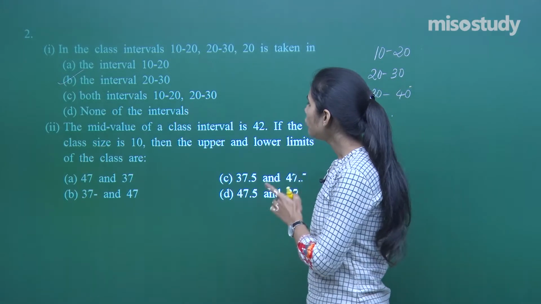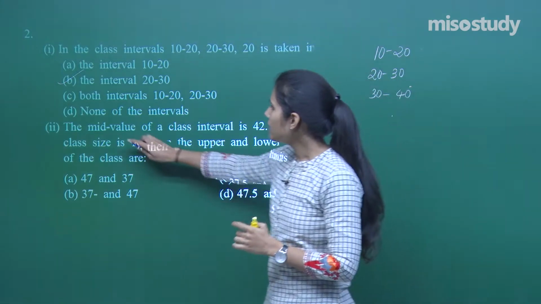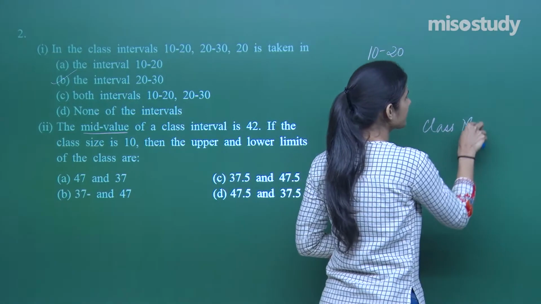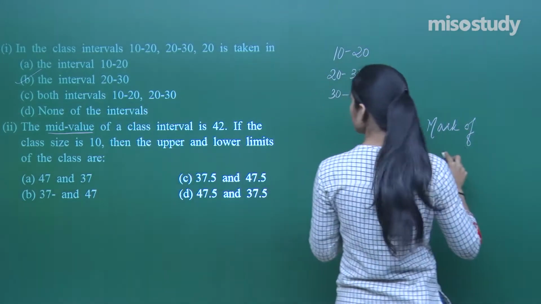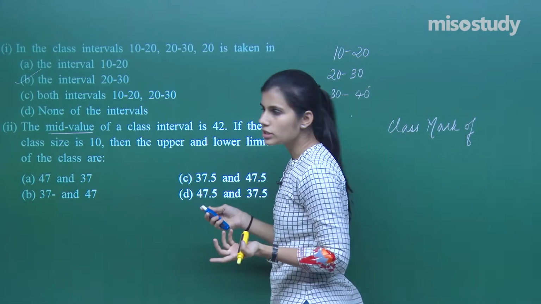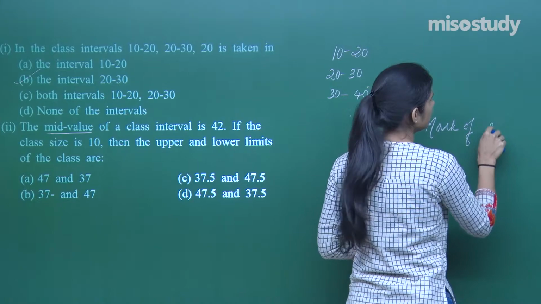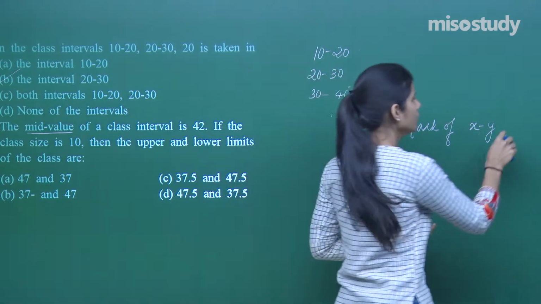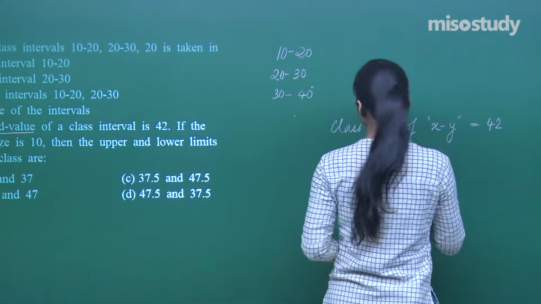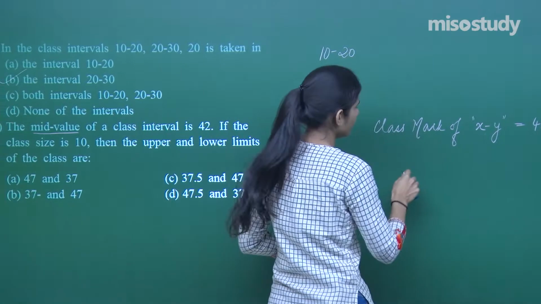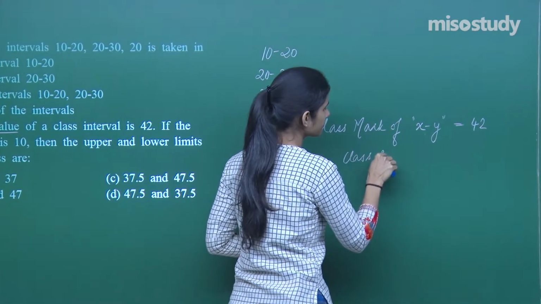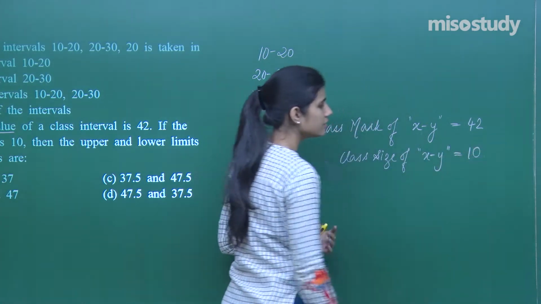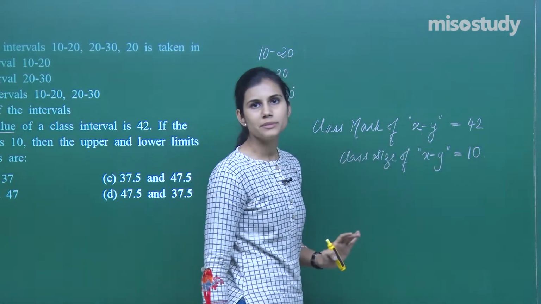Next, the mid value of a class interval is 42. What do you mean by mid value? Mid value means class mark. Okay, so the class interval is not given to you. The mid value, or class mark, of this class interval, suppose x to y, is given to you as 42. If the class size of the x to y class interval is 10, then find the value of the upper limit and lower limit, that is x and y.